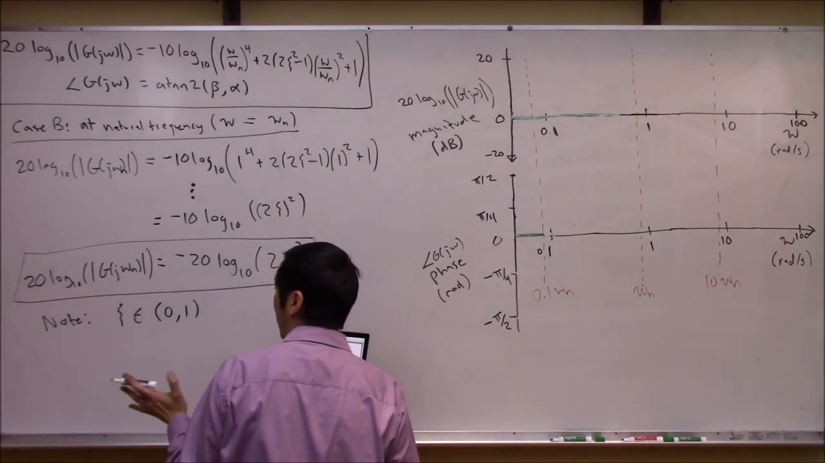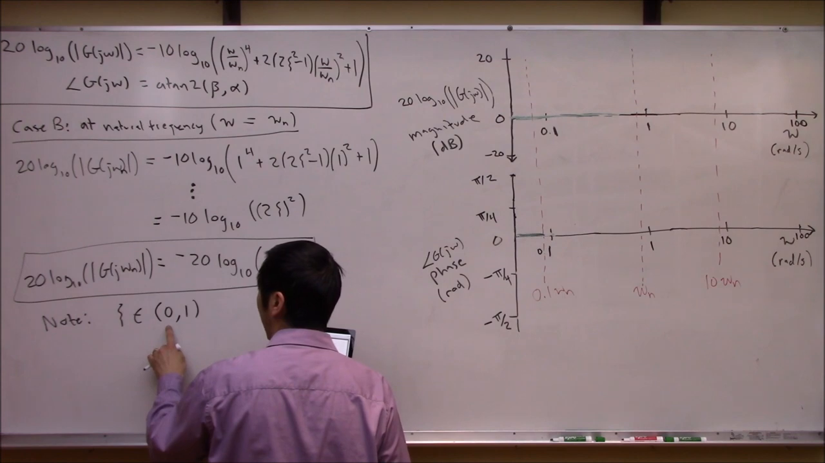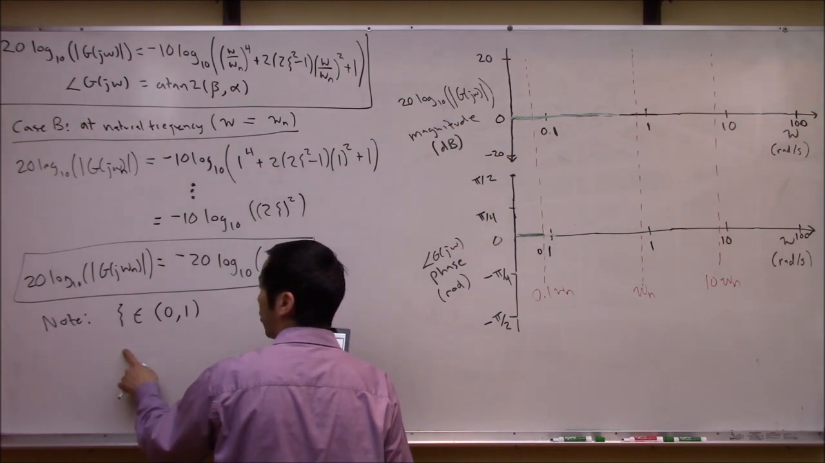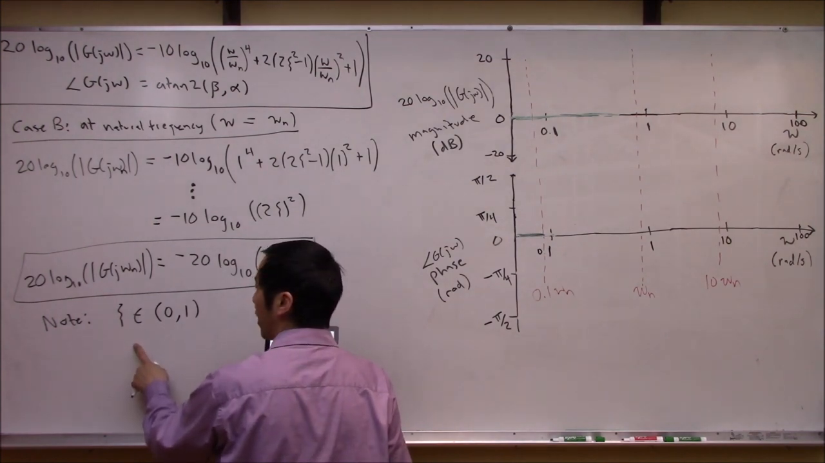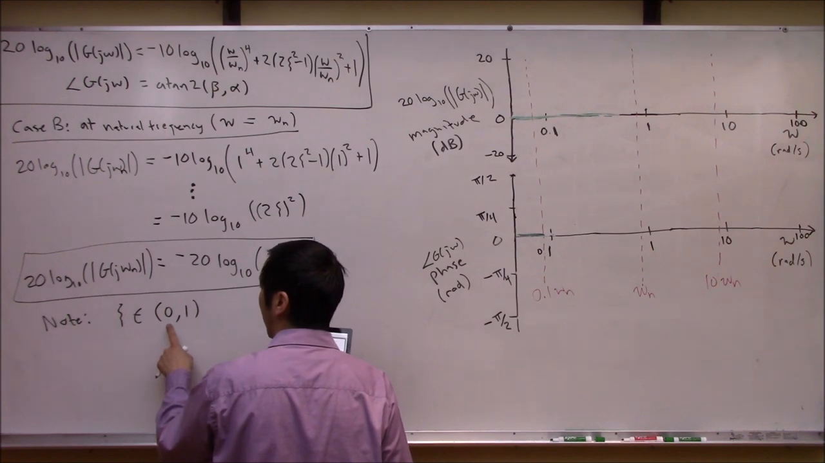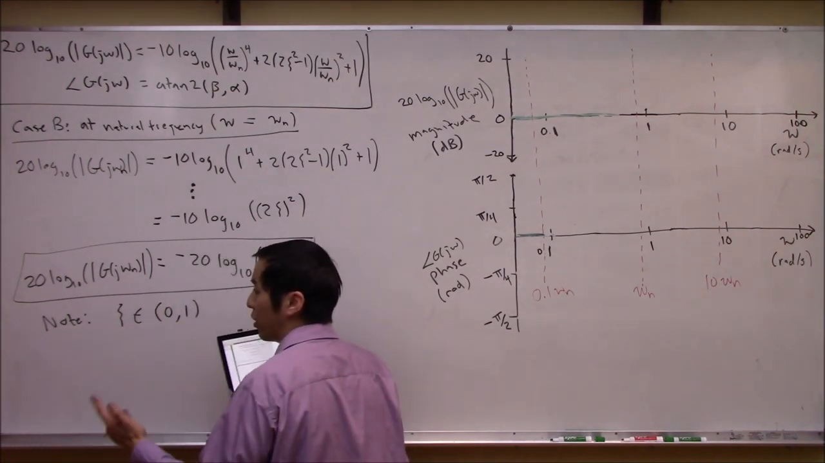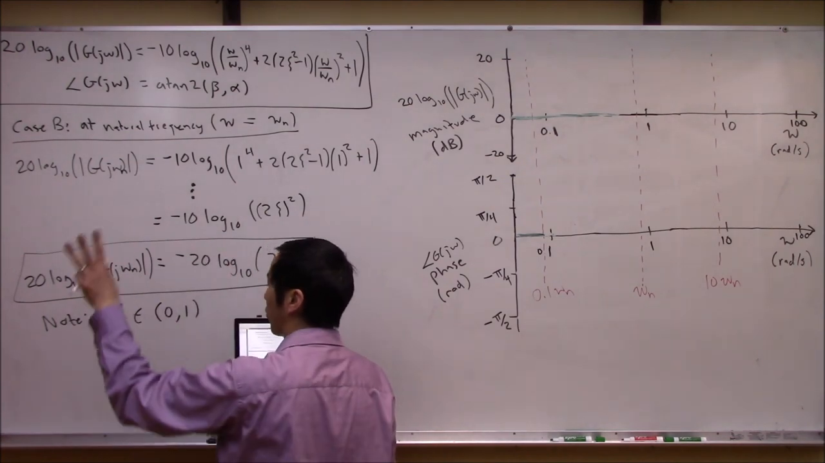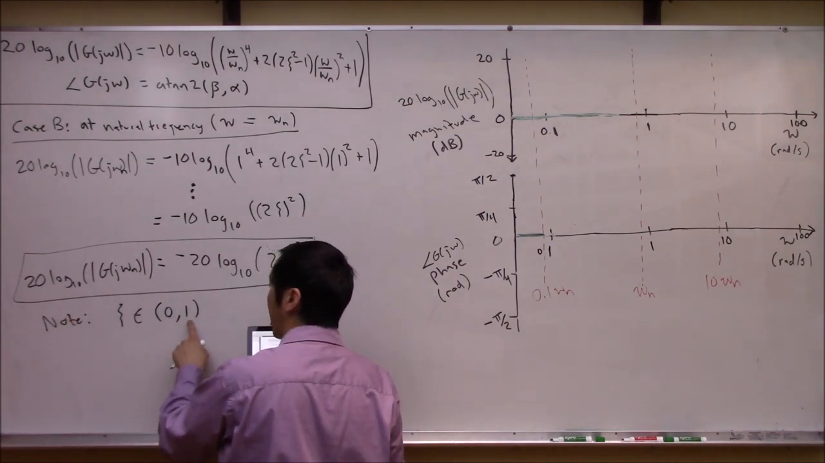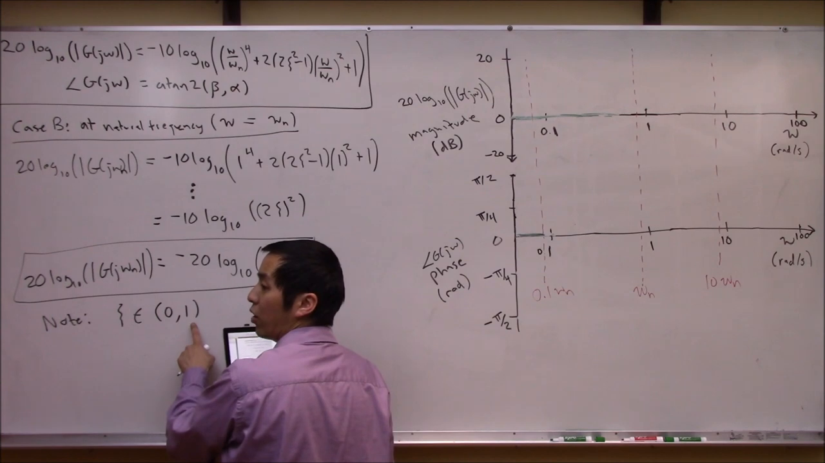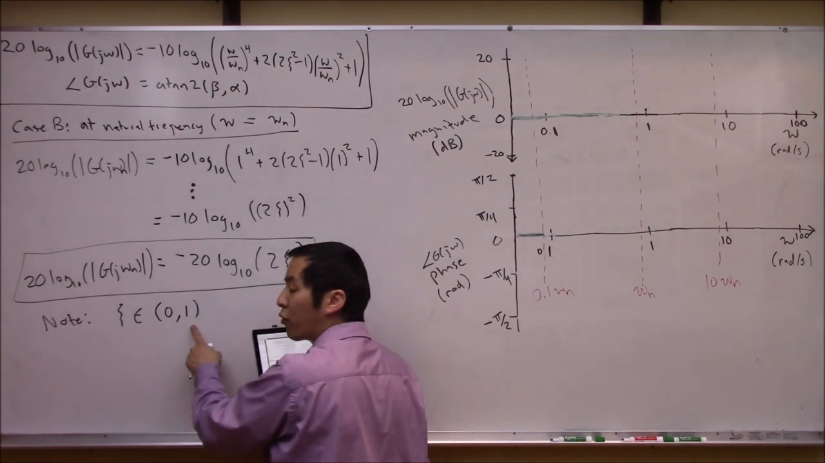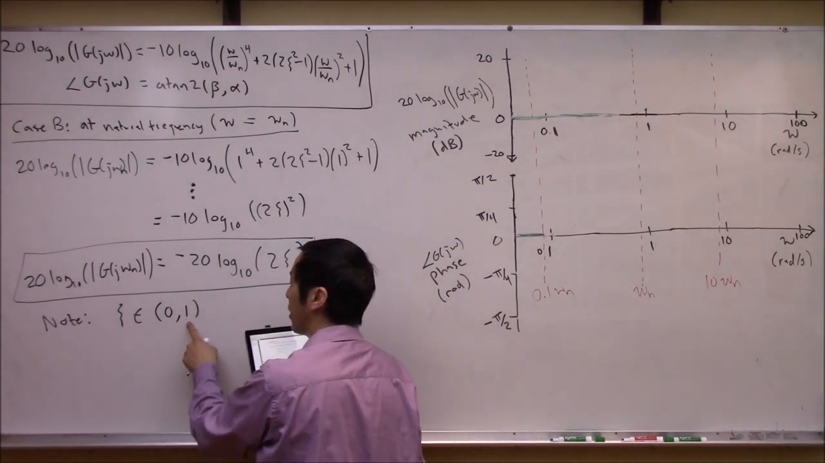The reason why we don't care about anything else: if zeta was negative, you have an unstable system, and that's not what we're interested in analyzing, because if the system is unstable, you put in any kind of sinusoidal input, the thing's just going to blow up, so all of these results don't make any sense. Now, if zeta was 1 or greater, what does that mean? You have an overdamped system.